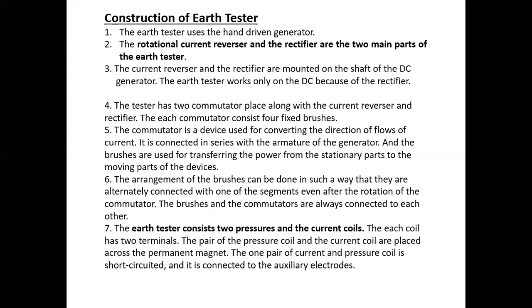The earth tester consists of two pressure coils and two current coils. Each coil has two terminals. The pair of pressure coil and current coil is placed across the permanent magnet. One pair of current and pressure coil is short circuited and connected to the auxiliary electrode.